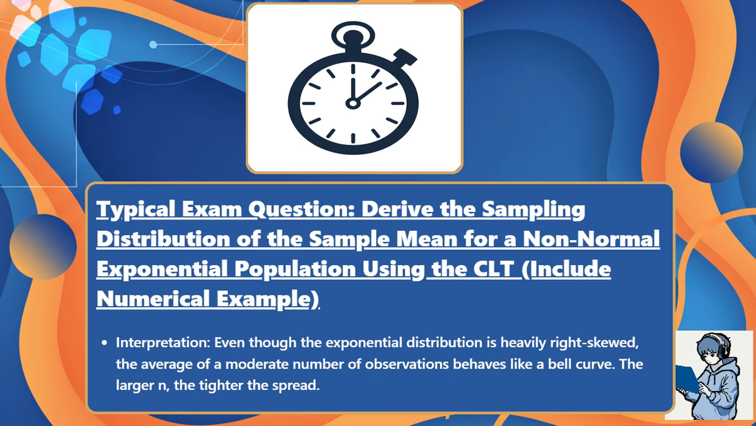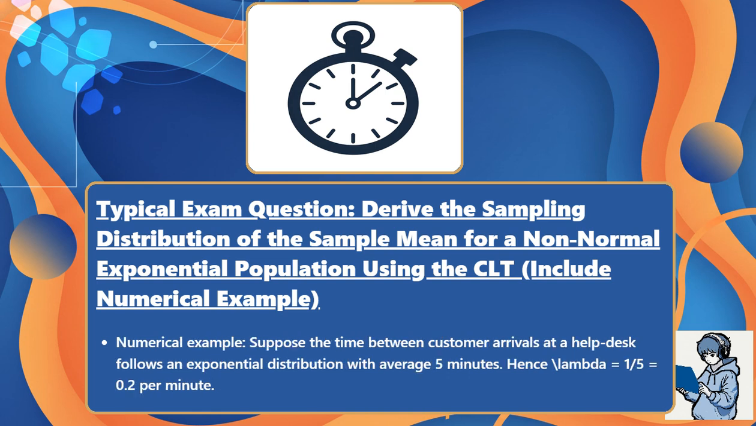Interpretation: even though the exponential distribution is heavily right-skewed, the average of a moderate number of observations behaves like a bell curve. The larger n, the tighter the spread. Suppose the time between customer arrivals at a help desk follows an exponential distribution with average 5 minutes. Hence, lambda equals 1/5 equals 0.2 per minute.